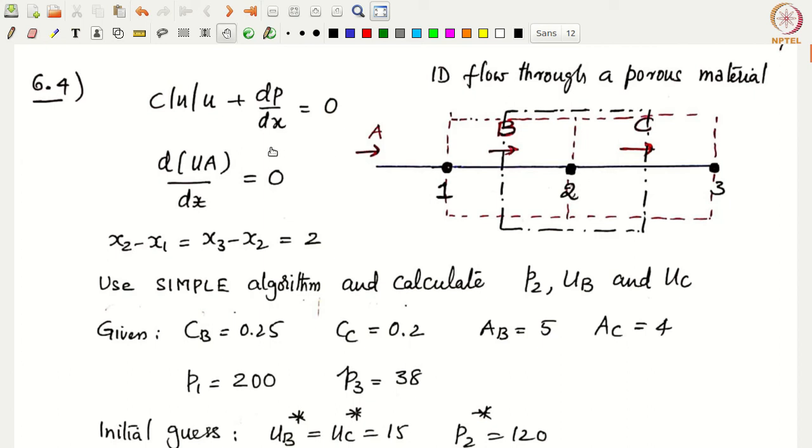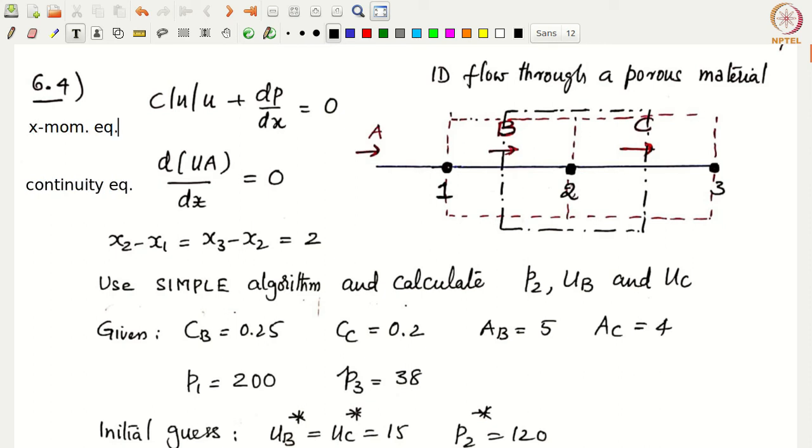Okay, so the governing equations are given as C mod u plus dp dx equals 0 and d by dx of uA equals 0. So essentially what equation is this? This is your continuity equation. And what about the other one? This is the momentum, or the x momentum equation.